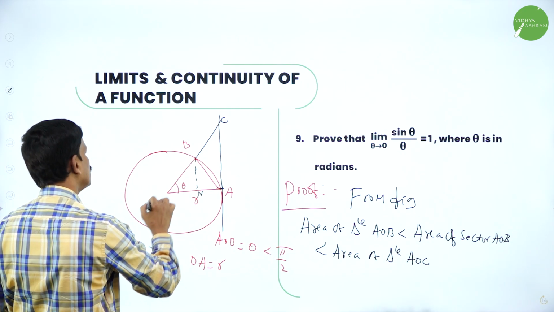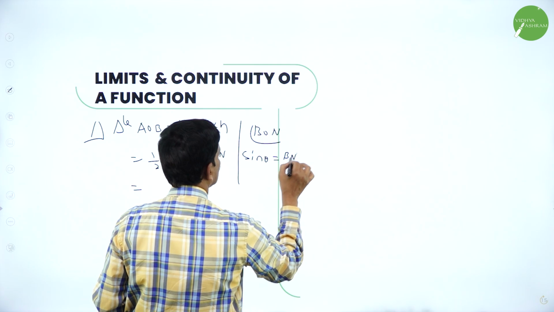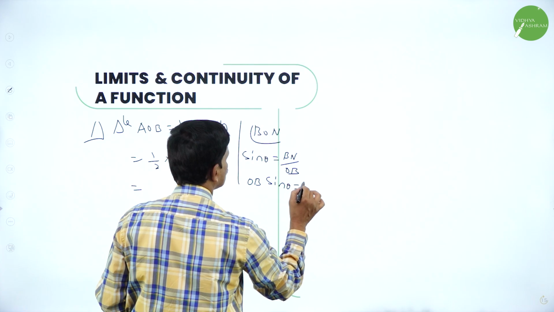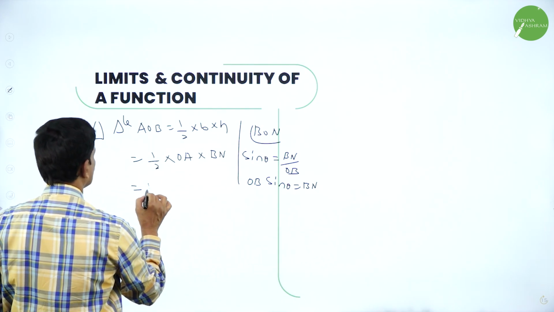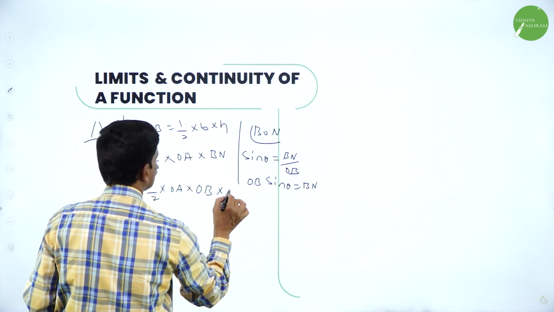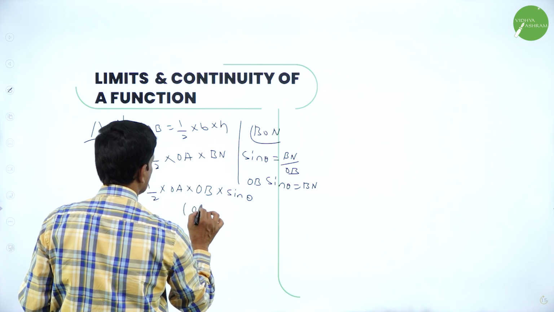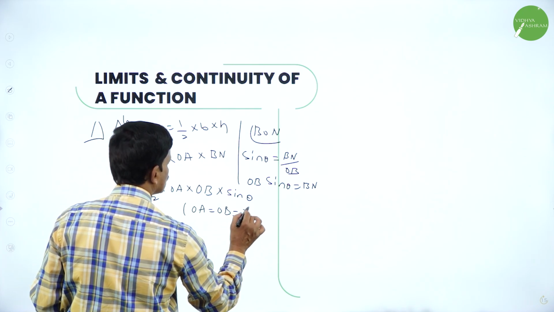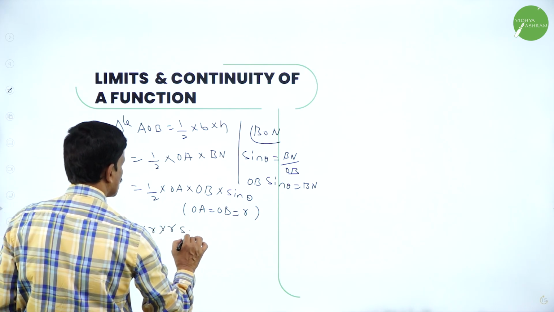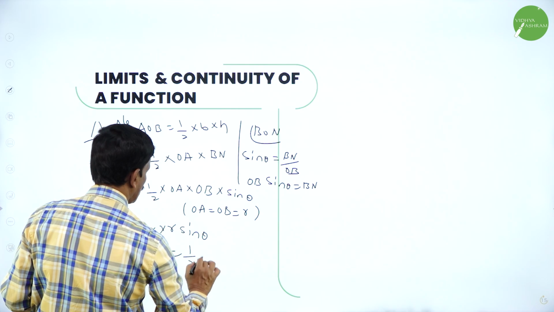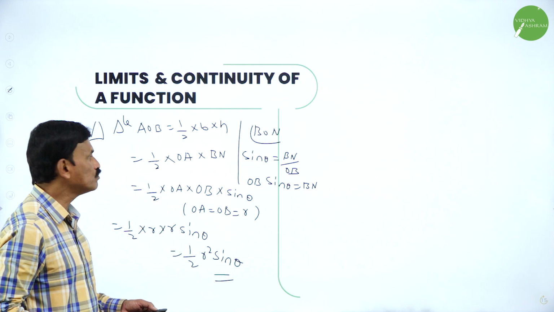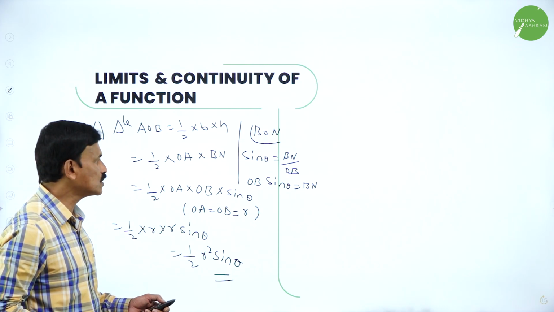What is opposite? BN divided by OB. Cross multiply: OB into sin theta is equal to BN. Substitute here: half into OA into BN is nothing but OB into sin theta. Since OA and OB are the radius, substitute here. So this is equal to half into R sin theta, that's equal to half R square sin theta. Right. So area of triangle AOB is equal to half R square sin theta.